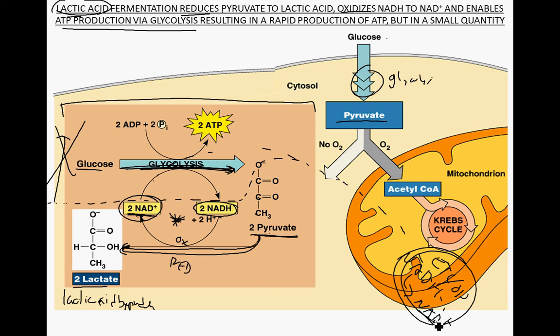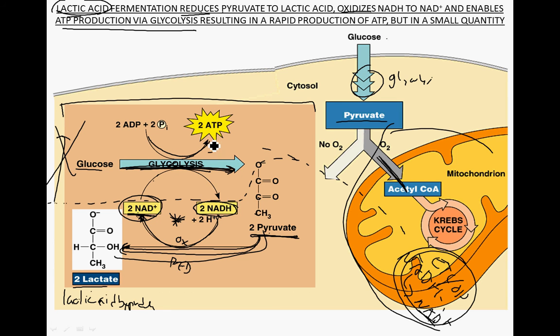But anaerobically, this is not happening over here, or is not happening fast enough. You're doing this the maximum as you can. It's not happening fast enough, so then you add this situation over here. You're going to then reduce pyruvate to lactic acid and then oxidize this NADH, regenerate NAD+. So this, now going back up and looking at the title here, makes maybe a little bit more sense. Lactic acid fermentation reduces pyruvate to lactic acid, oxidizes NADH to NAD+, enables ATP production via glycolysis.